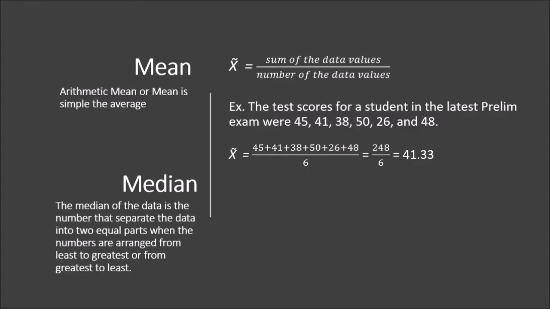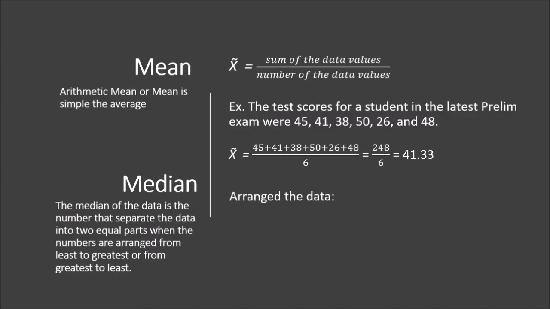For our median, it is the data value that separates the data into two equal parts. The numbers should be arranged from least to greatest or from greatest to least. In median, it does not matter which arrangement of data, because we're just simply locating the median. Regardless of whether it is in increasing or decreasing order, we're still just locating the median. But we have to be sure that we arrange them properly, whether decreasing or increasing.